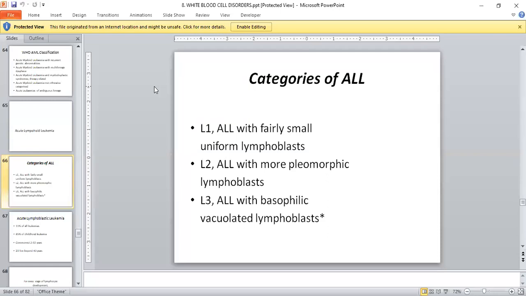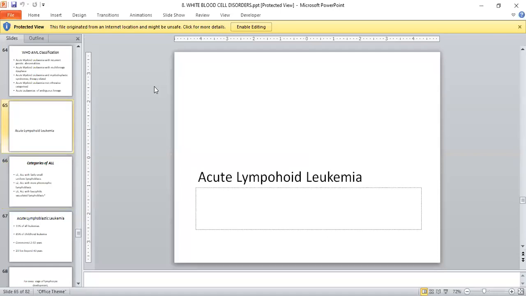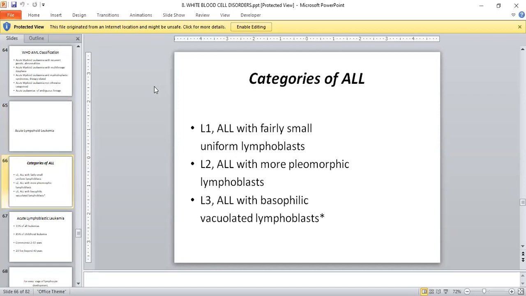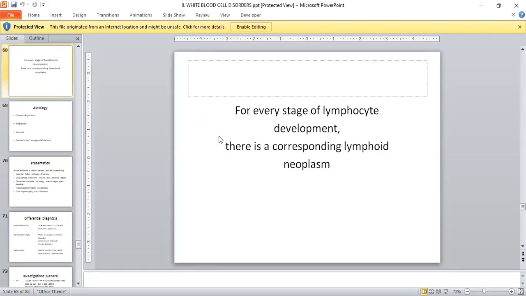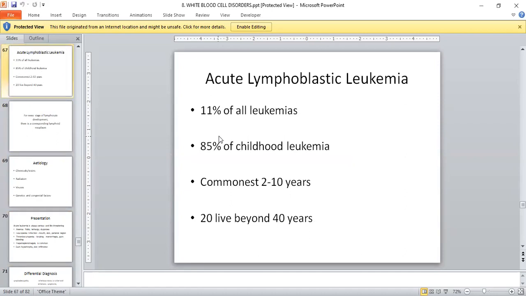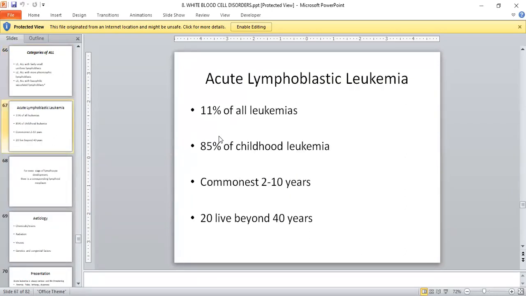Okay. So we can continue to acute lymphoid. Of course, this one refers to the leukemia that affects the lymphatic cells, the lymphoid cells. So there are three major categories: ALL with fairly small uniform lymphoblasts, ALL with more pleomorphic lymphoblasts, or ALL with basophilic vacuolated lymphoblasts. So classification, as usual, is quite broad, and you just have to cram it.